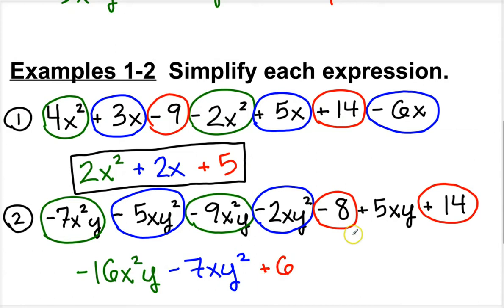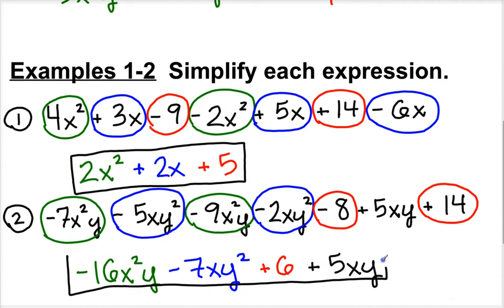And then lastly, we are left with a plus 5xy. That's the only term left, so we can't combine it with anything else. We're just going to go ahead and bring that down. So we're going to have a plus 5xy at the end of our expression. And so this is going to be our simplified answer: negative 16x squared y minus 7xy squared plus 6 plus 5xy.